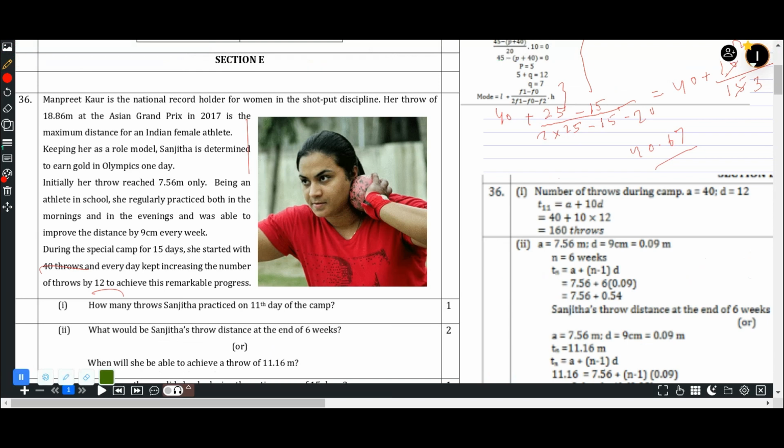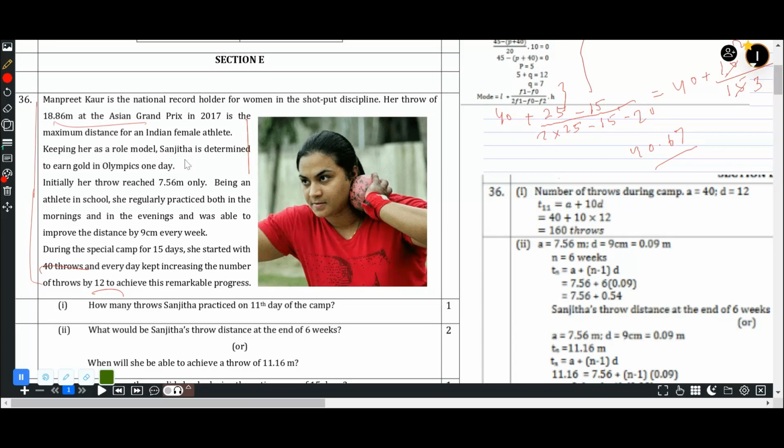Hi, so now we will look at question number 36, which says Manpreet Kaur is the national record holder. Now there's a whole story, so read through it. In the shot put discipline, her throw of 18.86 meters at the Asian Grand Prix in 2017 is the maximum distance for an Indian female athlete.